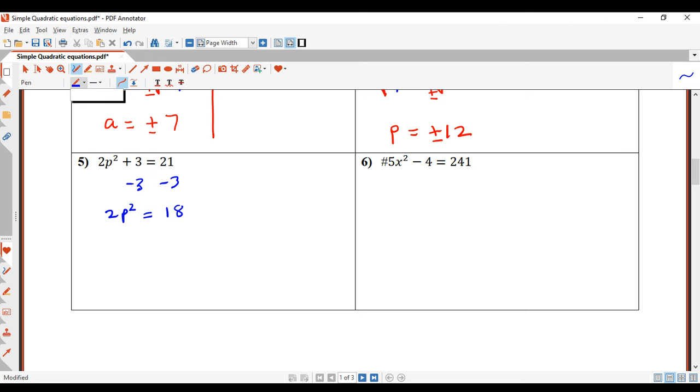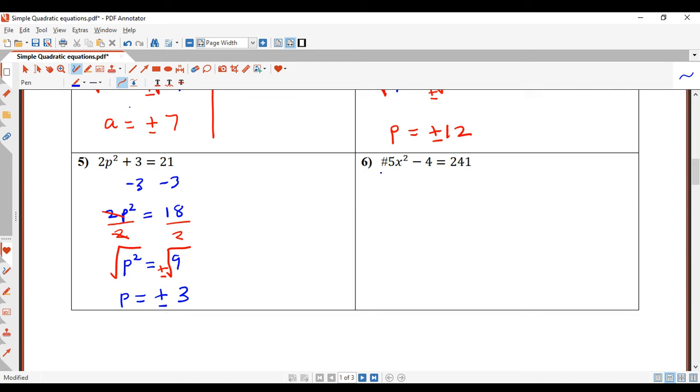Okay. Now, I've got to get rid of that times 2. This is 2 times p squared. The opposite of times 2 is divide by 2. Cancel. That's going to give you p squared is equal to 9. Right? And then the last step, you're going to square root both sides, plus and minus, and final answer, p is equal to plus or minus 3.